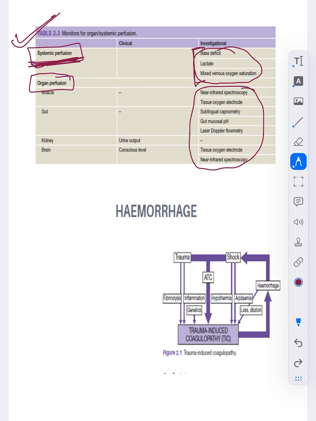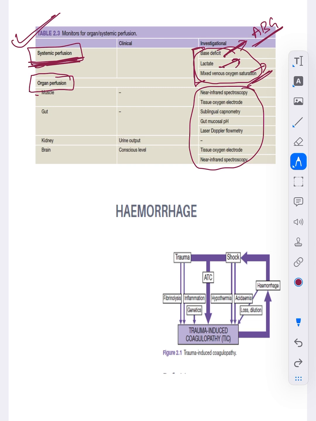These are the three investigations. Okay, these are not the clinical parameters. You need a blood sample for this. One is the base deficit. Okay, basically in the ICU or in the casualty, we do arterial blood gas analysis to check the lactate level and the base deficit as well, and even the oxygen saturation can be measured.